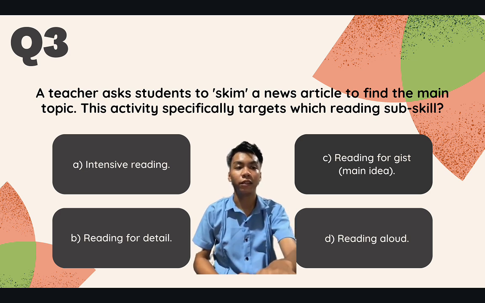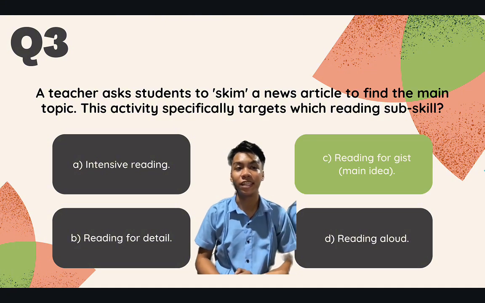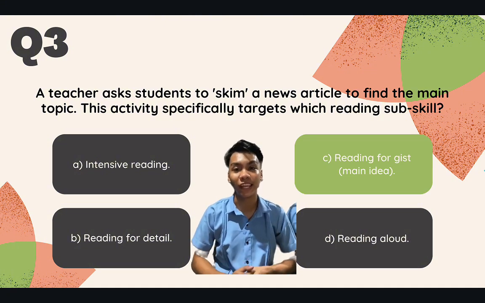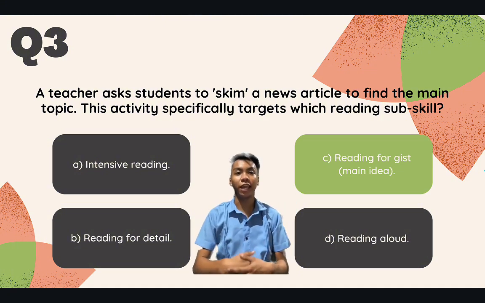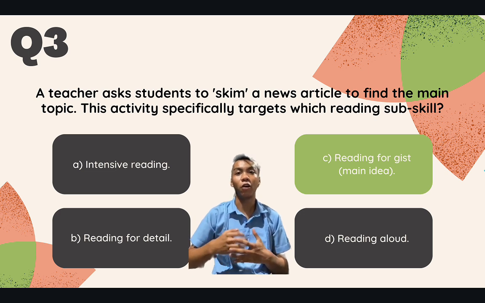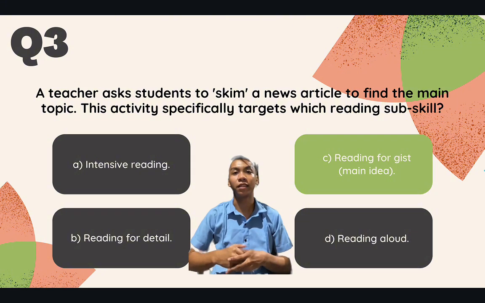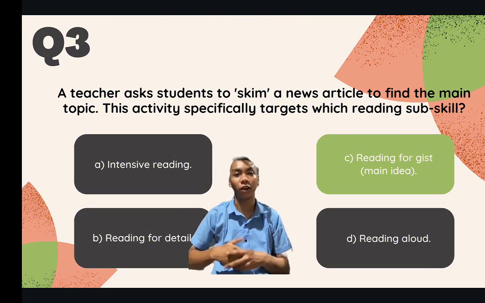Time's up. The correct answer is letter C, reading for gist or the main idea. Skimming is a rapid reading technique used to quickly grasp the overall sense or main idea of a text without focusing on every detail. Its primary purpose is to get a general understanding of the gist of the content.